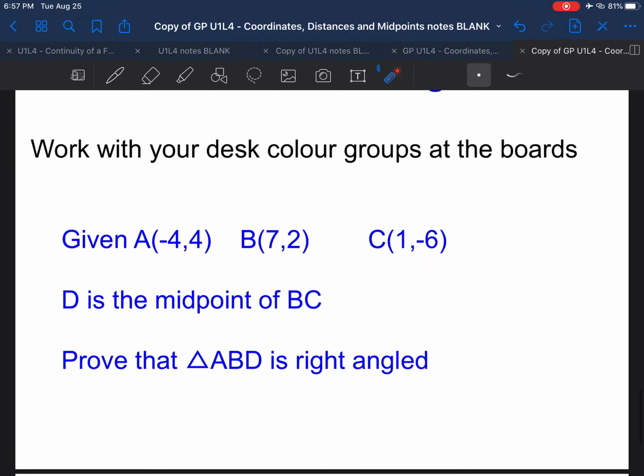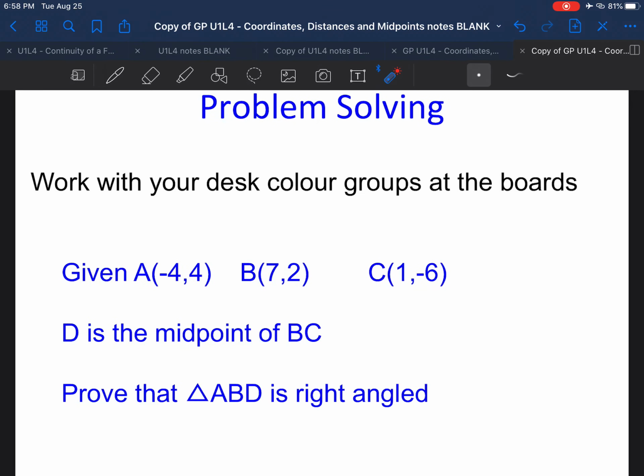And just point out that here we say color groups. That was last year. We unfortunately can't do that right now. So I'm going to say work with your breakout room groups. And again, we can't work on the boards. Aww. So what are you tasked to do in your breakout rooms? Well, you've got these 3 givens, this point A, this point B, this point C. You know that D is the midpoint of BC, so you can compute that. And you want to prove that triangle ABD is right angled.